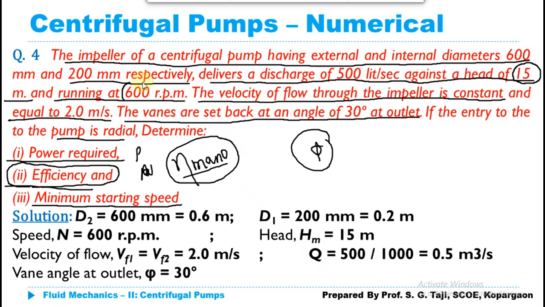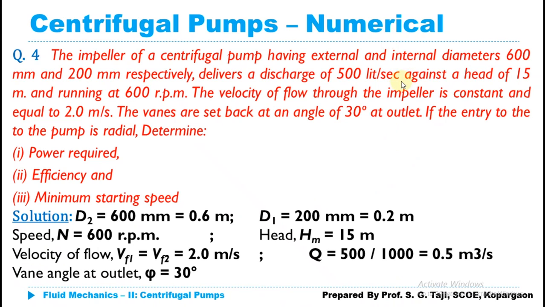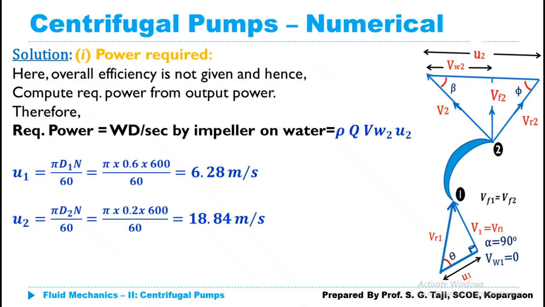So this is the speed which is given for the centrifugal pump at which it is running, but what should be the minimum starting speed for commencing the flow, that they have asked to calculate. We know the expression for it. So just first thing, write down all the given data, and then we will be calculating all the required unknowns one by one. First we will calculate what is the power required.